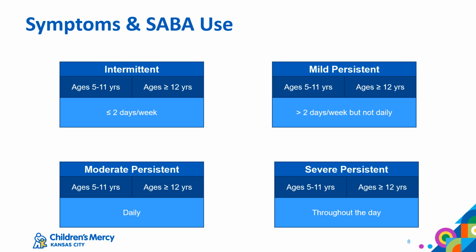If your patient is having symptoms or SABA use more than twice a week, ask yourself, is it daily or is it multiple times a day? If their symptoms or SABA use is daily, their asthma would be classified as moderate persistent. But if it's multiple times a day, their asthma would be classified as severe persistent. So 2 days a week is the threshold for intermittent versus mild persistent asthma. Daily symptoms or SABA use is moderate persistent, and multiple times a day is severe persistent.